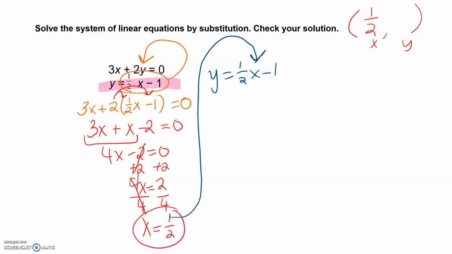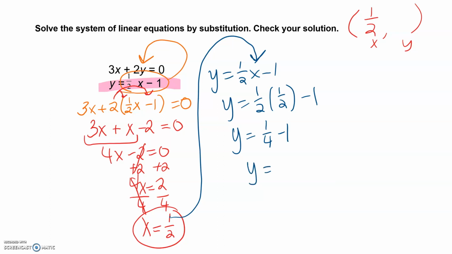So I have y equals 1/2 times 1/2 minus 1. Okay, so 1/2 times 1/2 gets me 1/4. And then I have 1/4 minus 1. So I have a negative 3/4 for my y.